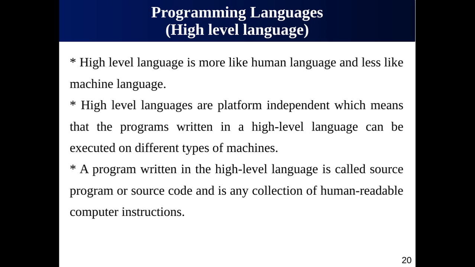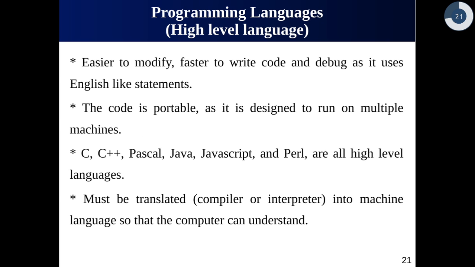Due to these human readable computer instructions, high level languages are easy to use, and the code written in a high level language is easy to modify. The process of writing code in a high level language is faster compared to other languages. You can say that high level languages are actually close to human languages. Examples of high-level languages are C, C++, Java, Pascal, JavaScript, Perl, and Python. All these are examples of high-level languages.